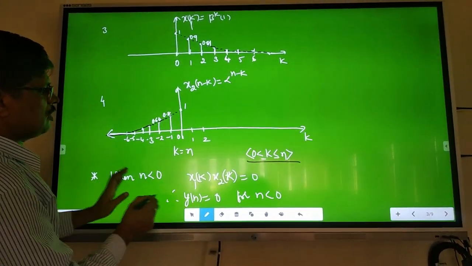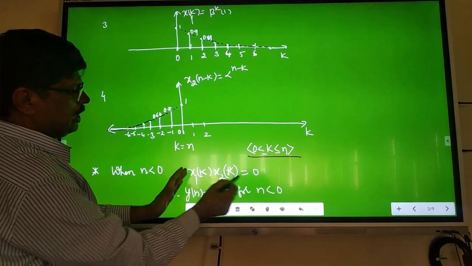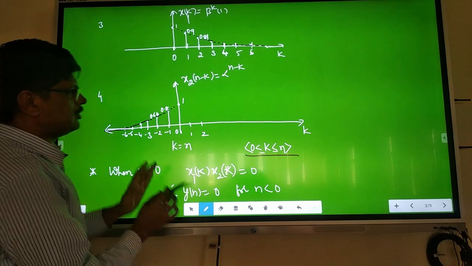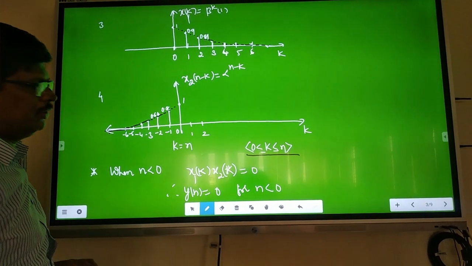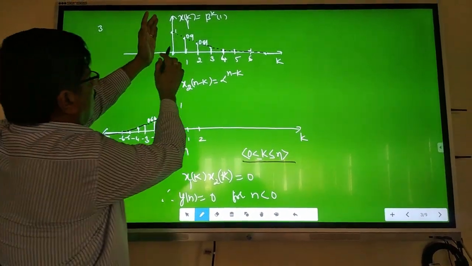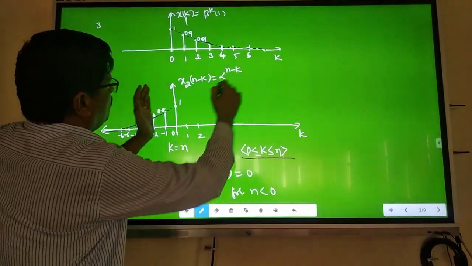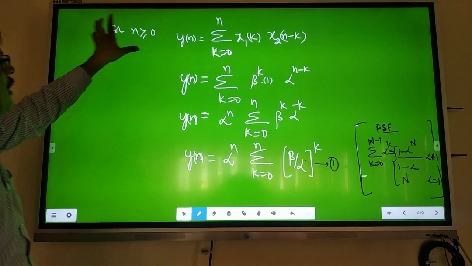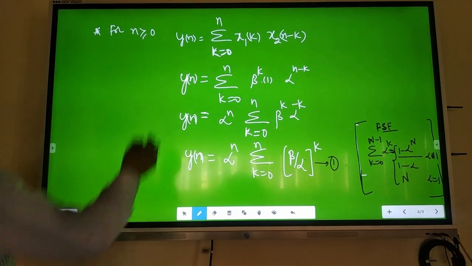Therefore, for n less than 0, the product x1[k] into x2[n minus k] is 0, so y[n] is equal to 0 for n less than 0. Nothing exists for n less than 0. Only for n greater than or equal to 0, as this shifts, will you get answers. Now, that's what I am considering: n greater than or equal to 0.